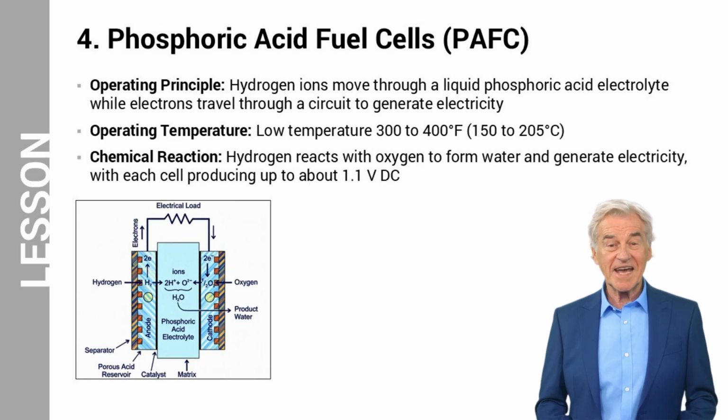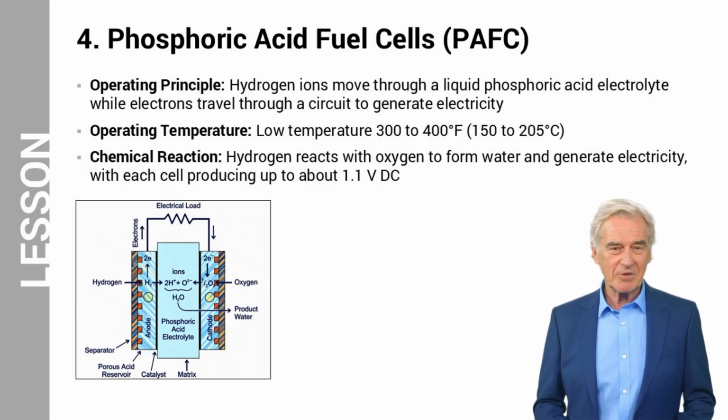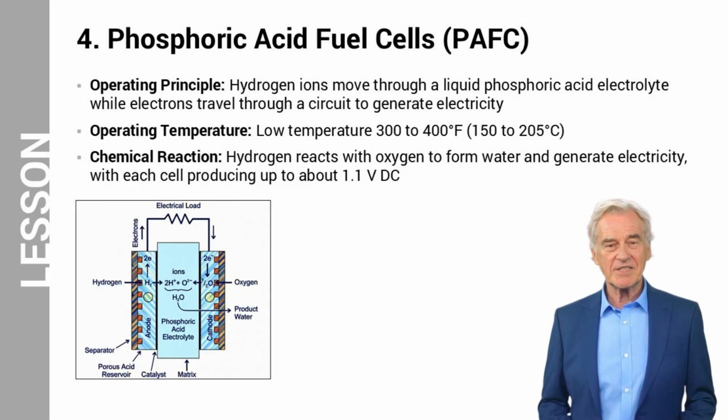In phosphoric acid fuel cells, hydrogen ions move through a liquid phosphoric acid electrolyte, while electrons travel through an external circuit to generate electricity. These fuel cells operate at low temperature, typically between 300 to 400 degrees Fahrenheit, 150 to 205 degrees Celsius. During the chemical reaction, hydrogen reacts with oxygen to form water and generate electricity. Each cell produces approximately 1.1 volts of direct current.